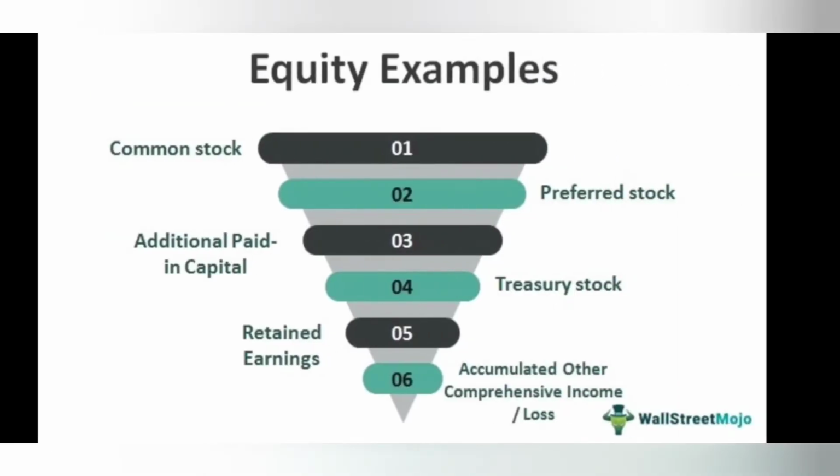So the equity examples: the first one is common stock. We have different common stocks, and the second one is preferred stock. As we see in technical analysis, fundamental or price action, we prefer a stock that has good momentum to break out or is going to grow in upcoming quarterly results. And also the third one is additional paid in capital.